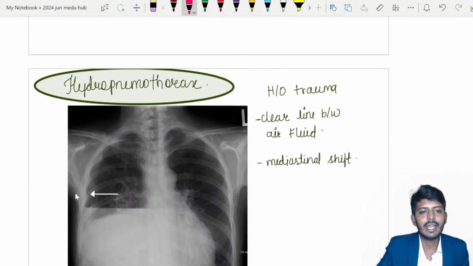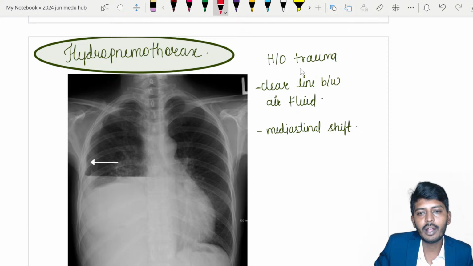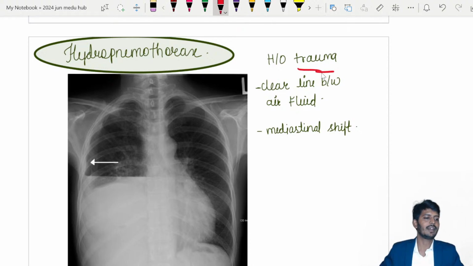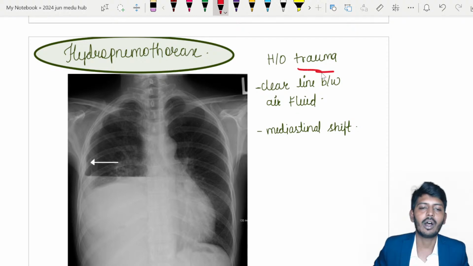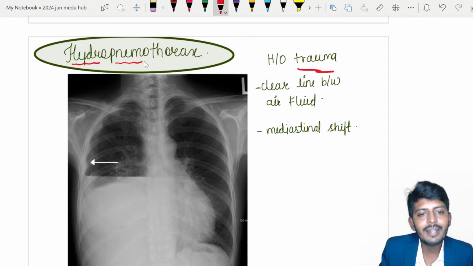Okay, let's go to the next important condition called hydropneumothorax. First and most important, usually the cause is trauma, my dear student. Now if trauma is the cause, what can happen? I told you people, hydro means fluid, pneumo means air is present. So how do we understand?